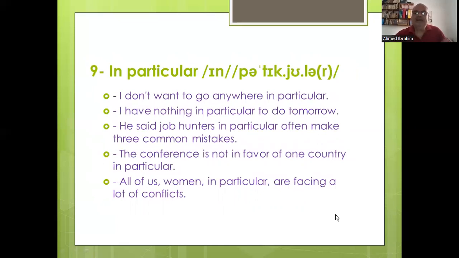Number 9, in particular. I don't want to go anywhere in particular. I have nothing in particular to do tomorrow. He said job hunters in particular often make 3 common mistakes. The conference is not in favor of one country in particular. All of us, women in particular, are facing a lot of conflicts.